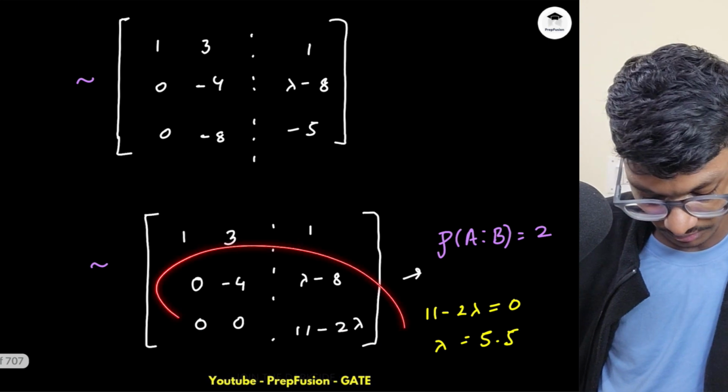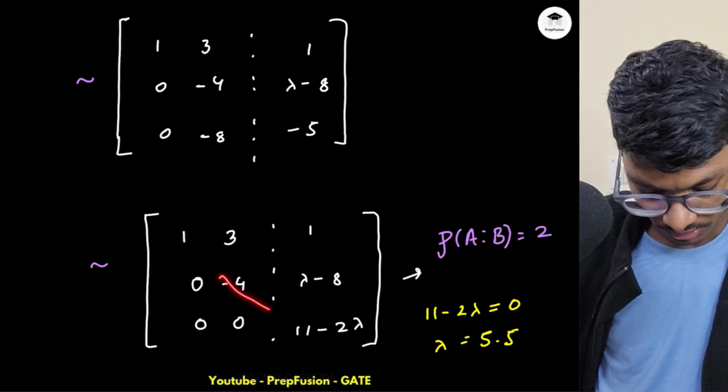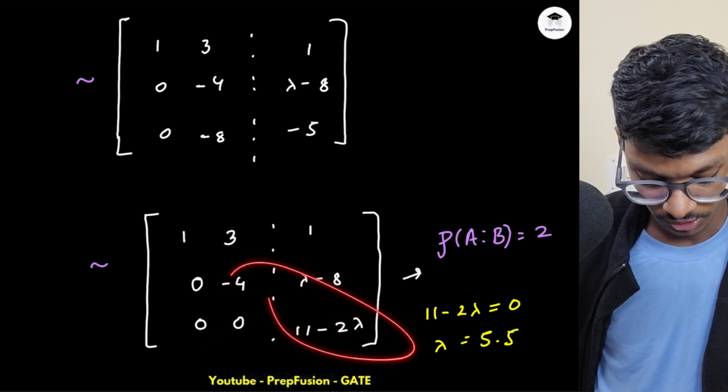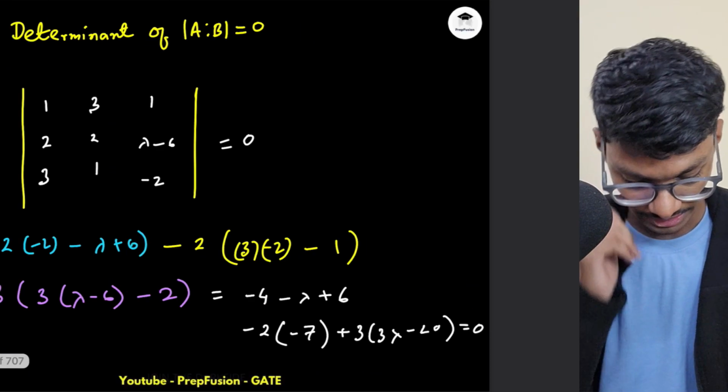Like you would have got the same equation expression itself. Basically this minus 4 into 11 minus 12 lambda into this equals 0, so you will get the same expression again. So yeah, this is the answer to this question.